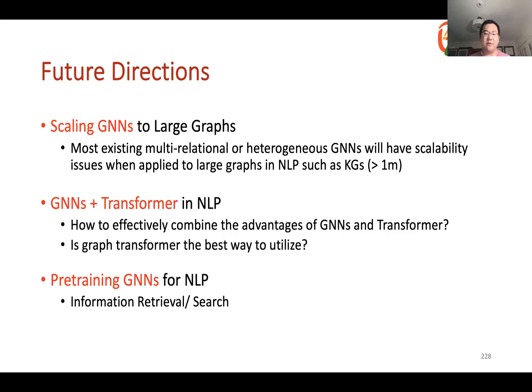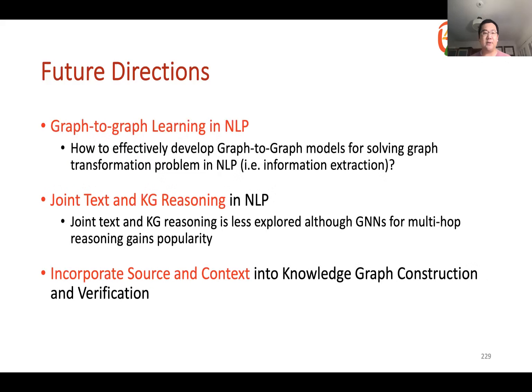We have been seeing a lot of pre-training techniques for NLP today, especially leveraging the transformer architecture. However, the graph neural net is also a very flexible architecture, especially in that it can take advantage of existing graph structure information. In that case, how can we do pre-training for graph neural nets for NLP? It's a very interesting direction. Especially, for example, in information retrieval and search, people have been trying to use graph features for all kinds of downstream tasks. So in that case, pre-training techniques will become very important.